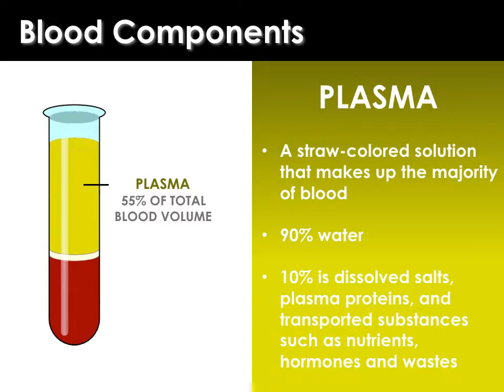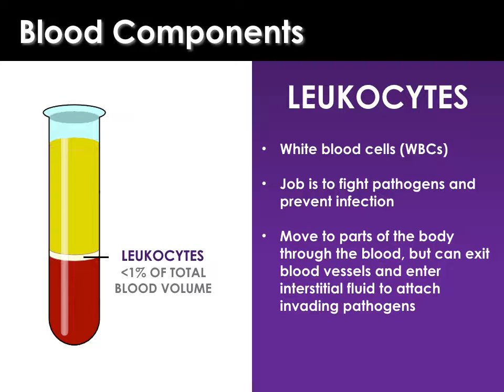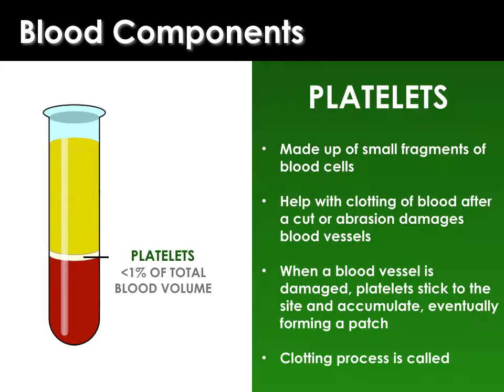hormones, and wastes. Leukocytes, which make up less than 1% of total blood volume, are white blood cells, and leukocytes fight pathogens and prevent infection. They do this by moving to the parts of the body through the blood, but what they can do is actually exit the blood vessels and enter interstitial fluid to attack invading pathogens.